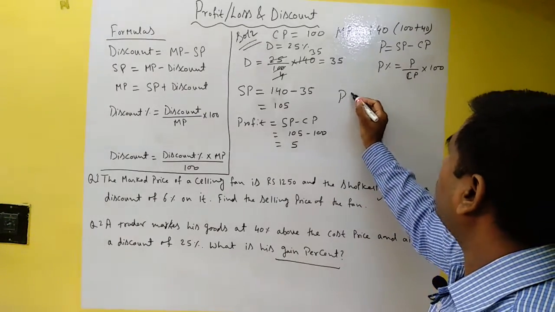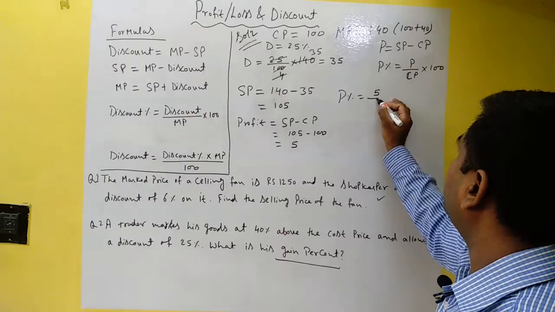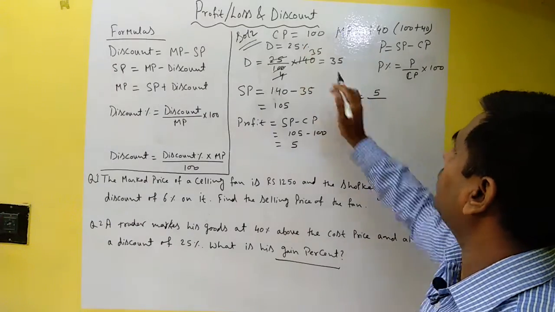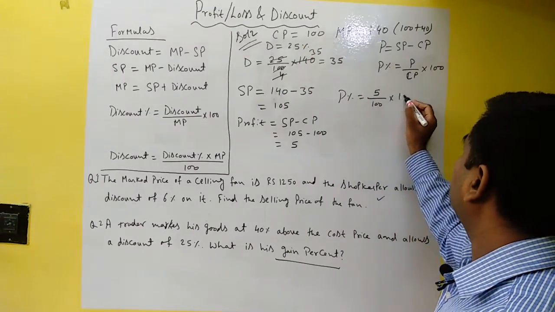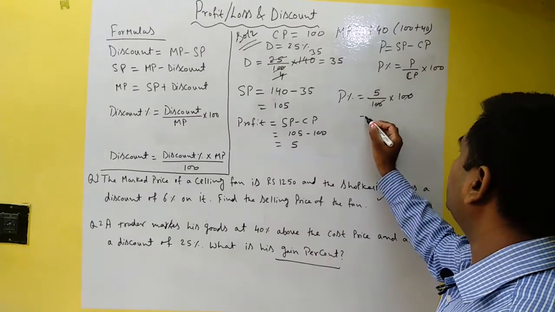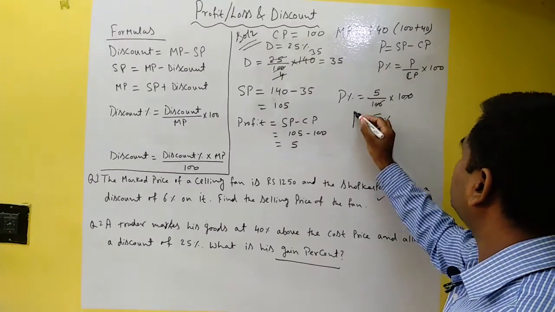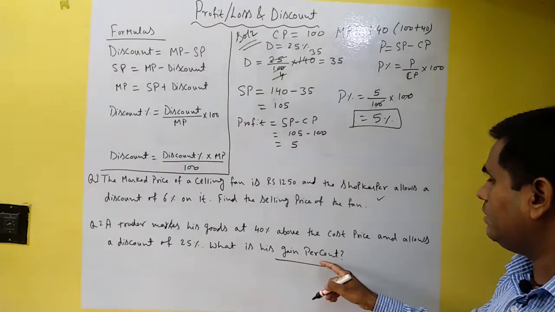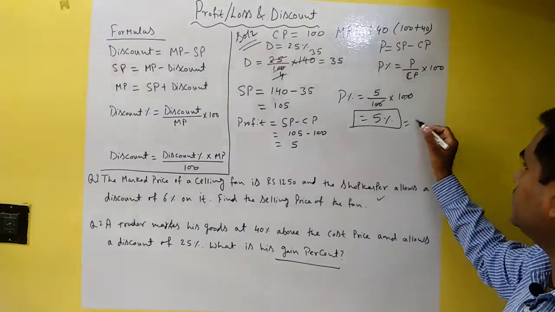If you calculate using this formula also, you will get the same answer. Profit percentage is equal to profit upon CP. CP is 100, so 5 upon 100 into 100. The 100 gets cancelled, 5%. So this is the answer here. Gain percent or profit percent is 5%.